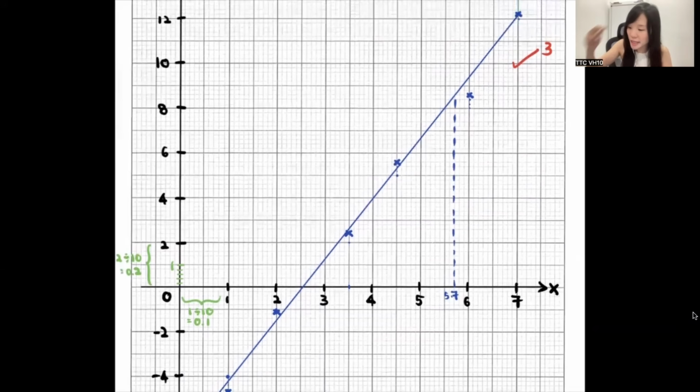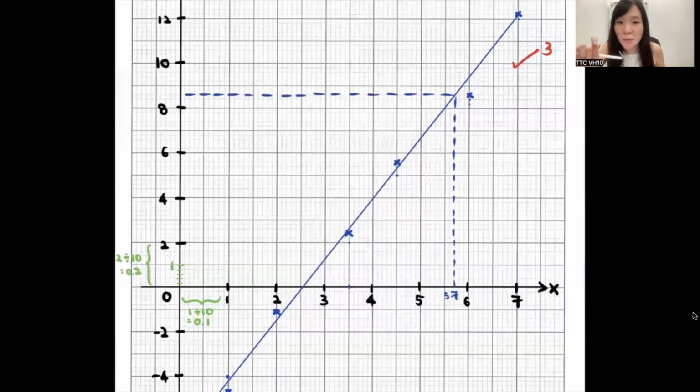The moment you touch, then you bend it over. So 5.7, if you guys bend it over. Okay. Here. Is it here? Do I draw it wrongly? Yes. Here. My 5.7 is here. Every single box is 0.1. So at 5.7, I touch and then I bend it over. So guys, I'm getting 8.6.